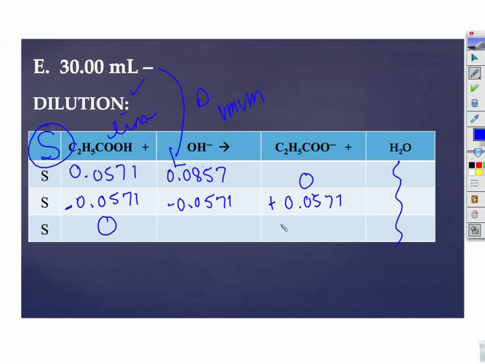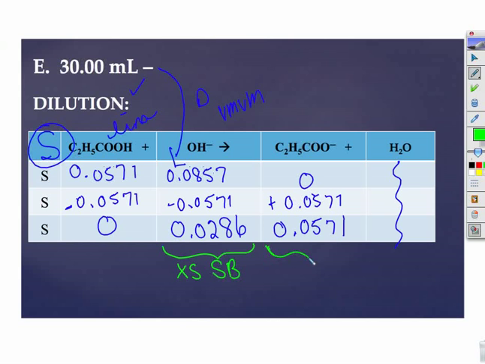Now that goes to 0. That's 0.0571. Now this is pure hydroxide. That's just excess strong base. Now when you have an excess, we want to always evaluate, we have an excess strong base here, and we have a weak base. Now that weak base is going to react with water, and it is going to contribute some hydroxide, but it's going to be very small.